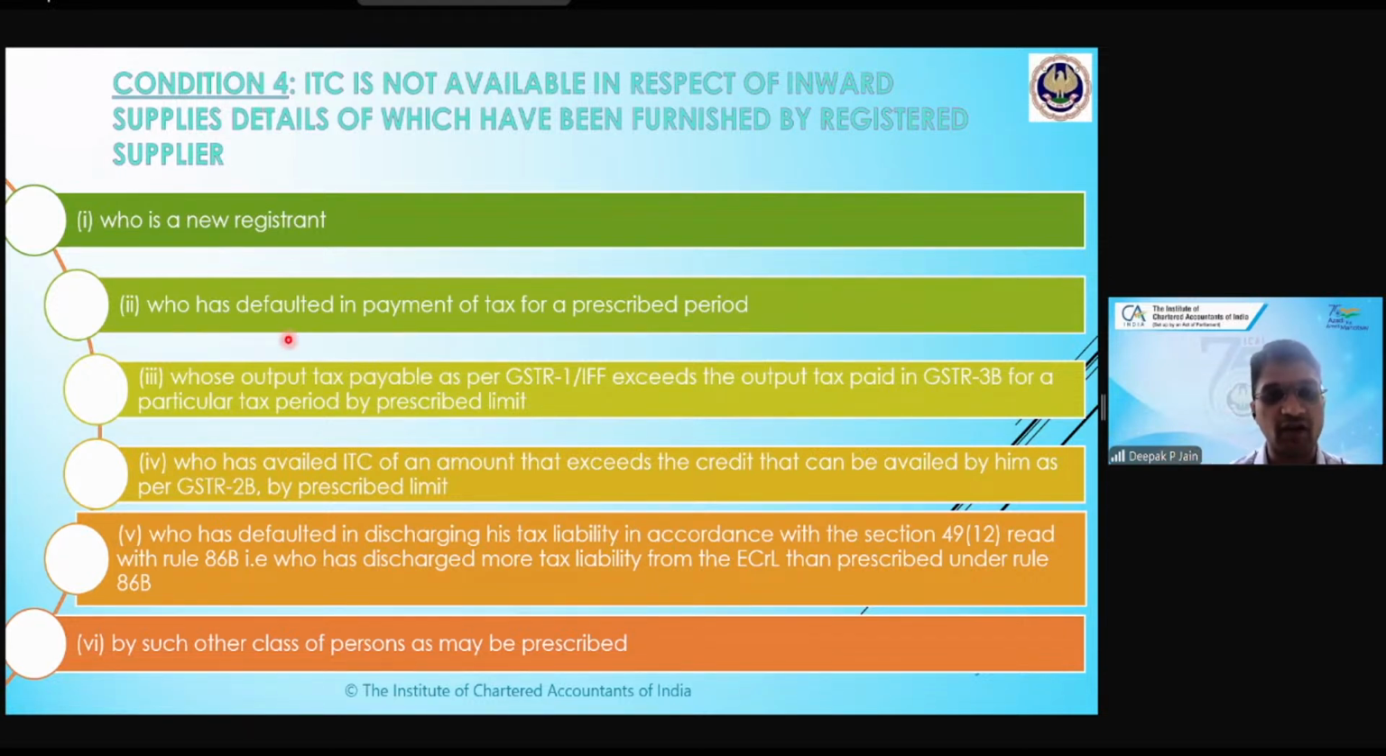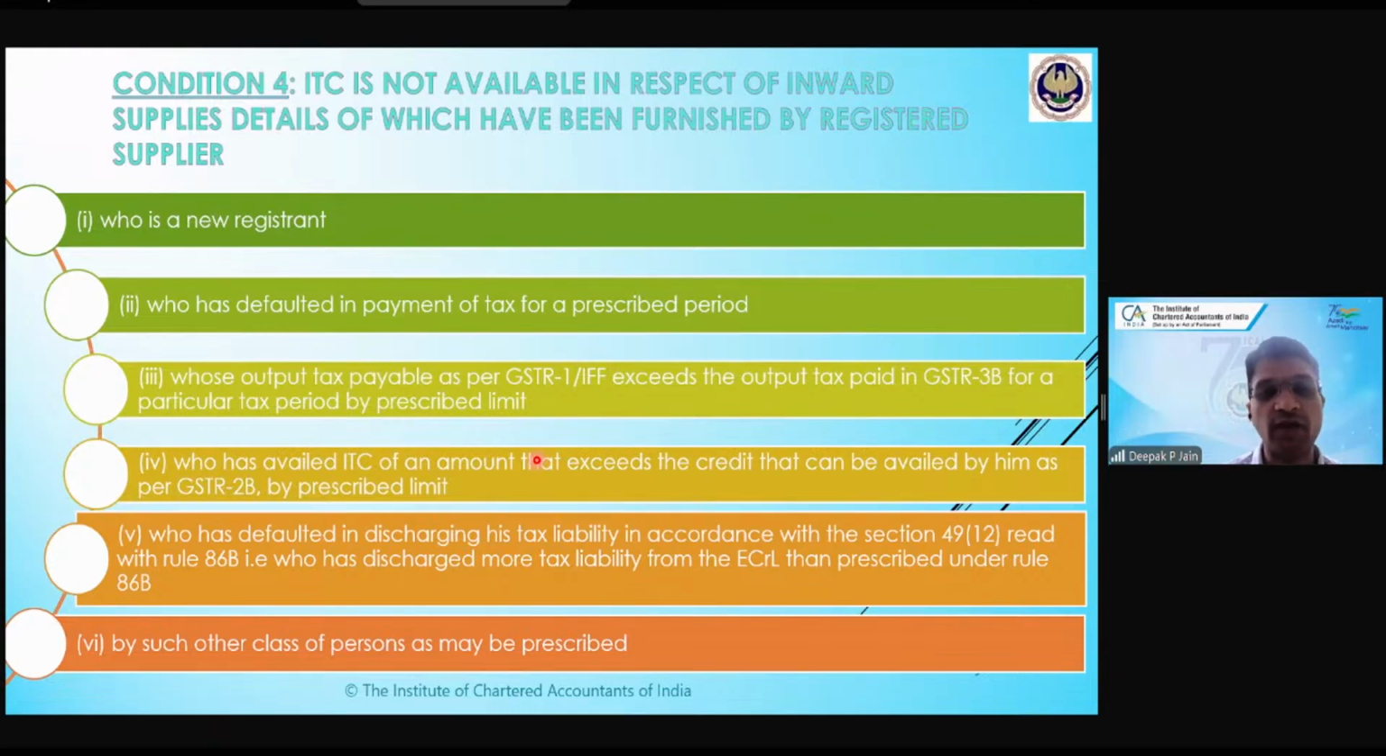Second is who has defaulted in payment of tax. He's clearly not a new registered person, he's an old registered person, but he has defaulted in payment of tax for a prescribed period. The period will be prescribed by the government. They will say, if you have been a defaulter for say 6 months, then if you buy anything from him, you will not get the credit. This is all from the perspective of the supplier. If your supplier is one of these fellows, then if you buy from such supplier, your credit will be blocked.